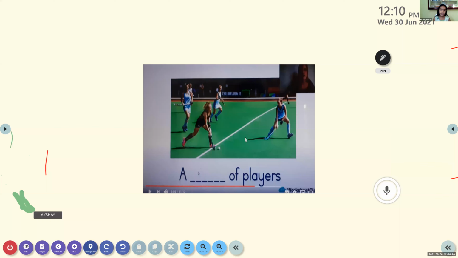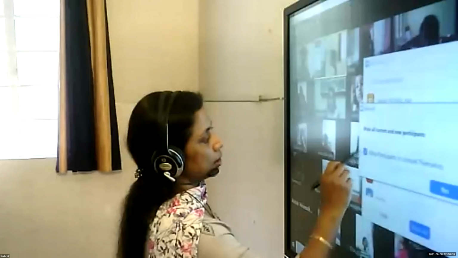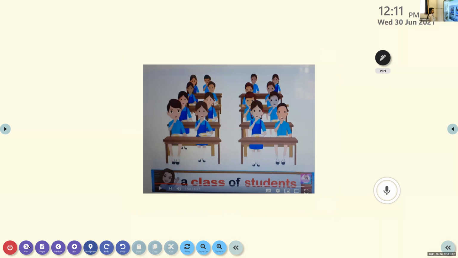What do we say for a group of players? What is the collective noun used for a group of players? Team. What do we say? A collective noun used for a group of players. It is team of players. What do we say, children? Team of players. Okay. It is team of players. Got it? Yes, team of players. So all these collective nouns must be learnt by heart. Now let's move on to the next one.